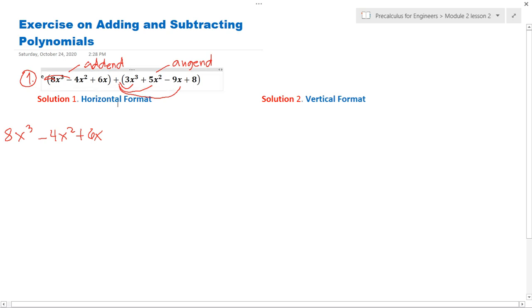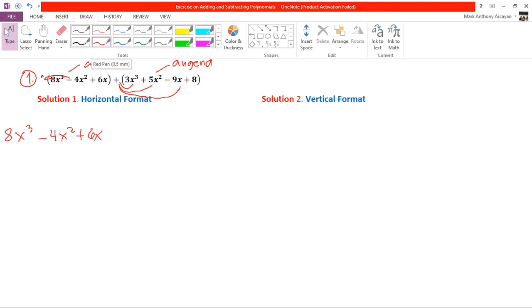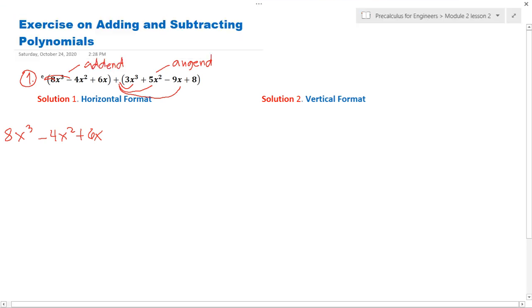So again, let's continue in adding these two polynomials. So distribute, and you can just write it simply as 3x cubed plus 5x squared minus 9x plus 8. Then combine like terms. So again, we can combine the x cubed here. So this is now equal to 11x cubed. So this is 11x cubed.